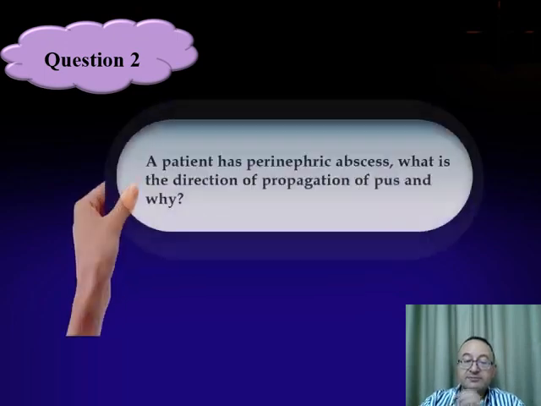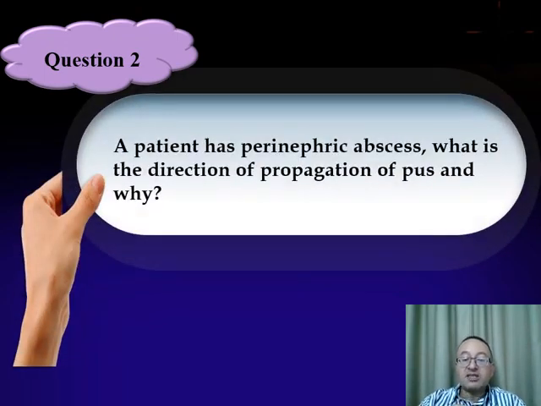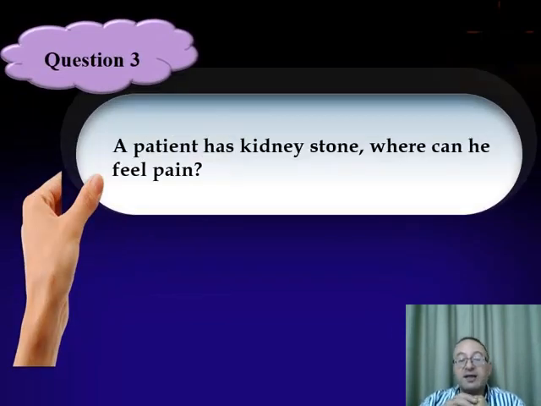Second question: a patient has perinephric abscess. What is the direction of propagation of pus and why? We have answered this question inside this lecture. Third question: a patient has kidney stone. Where can the patient feel pain? Where?